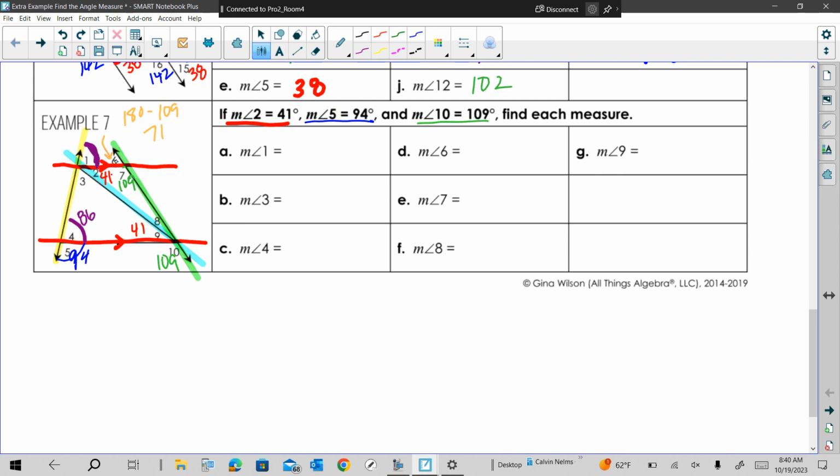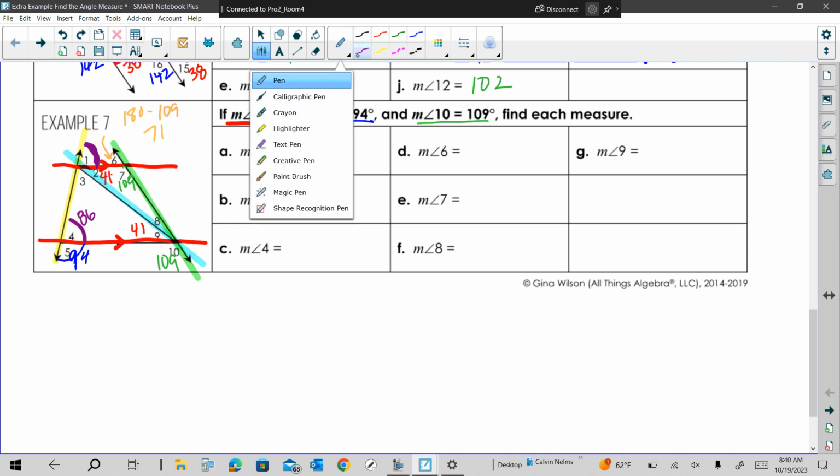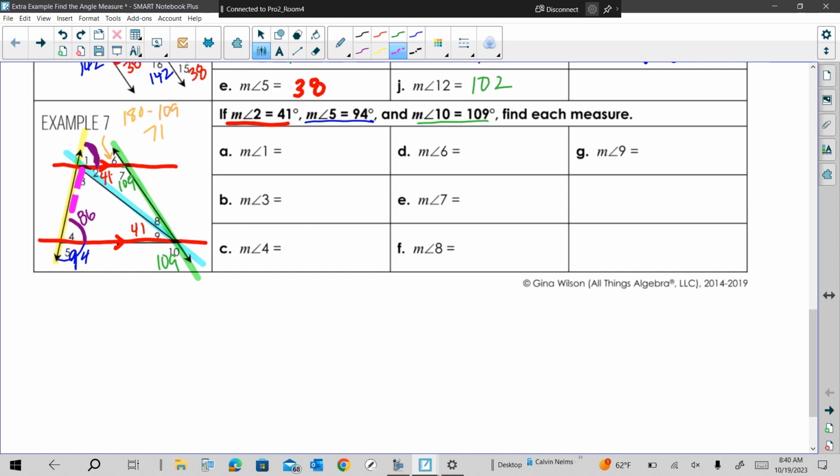Do y'all see inside the parallel lines that there is this triangle here? See how that triangle has the angle 3 inside of it? Do y'all know what the sum of a triangle is? All triangles equal 180. So all I have to do is add up this 86 and 41. That gives me 127, right? 86 plus the 41, and then do 180 minus that.